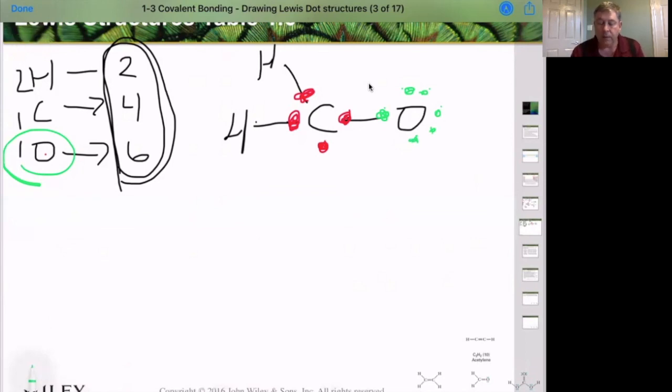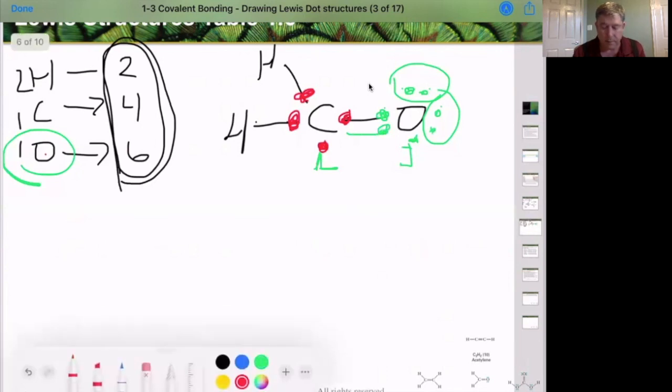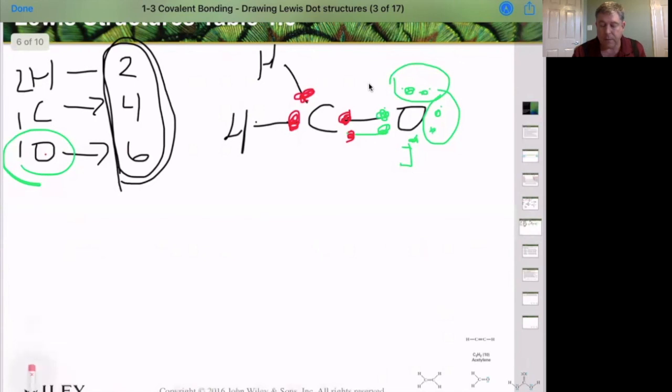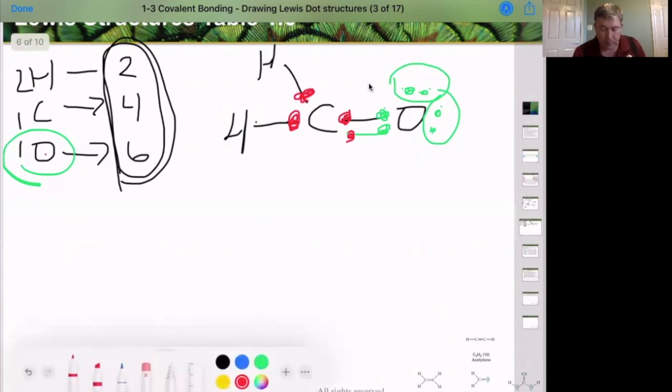Now we know that electrons that are lone pairs, that's okay. But we have an unpaired electron on carbon here, and we have an unpaired electron on this oxygen here. What if we just put those together and made a second bond with those 2 electrons? Now let's see what that gives us here. Okay. What does that give us?